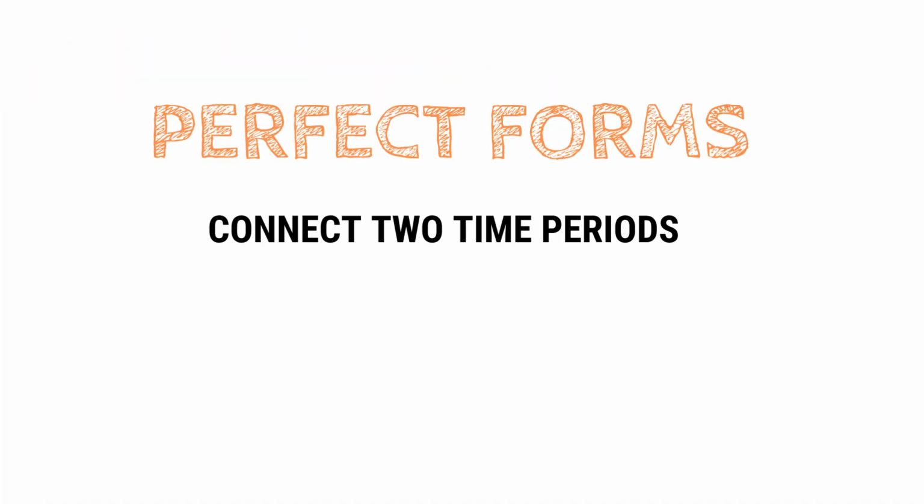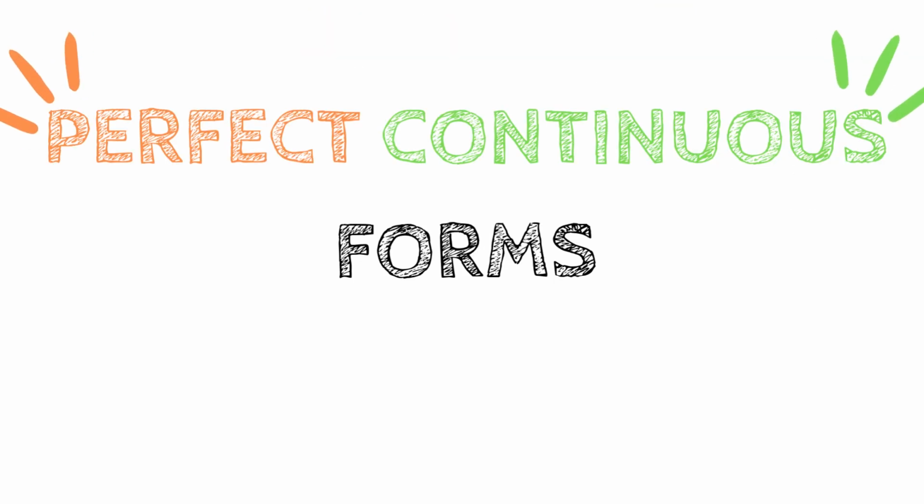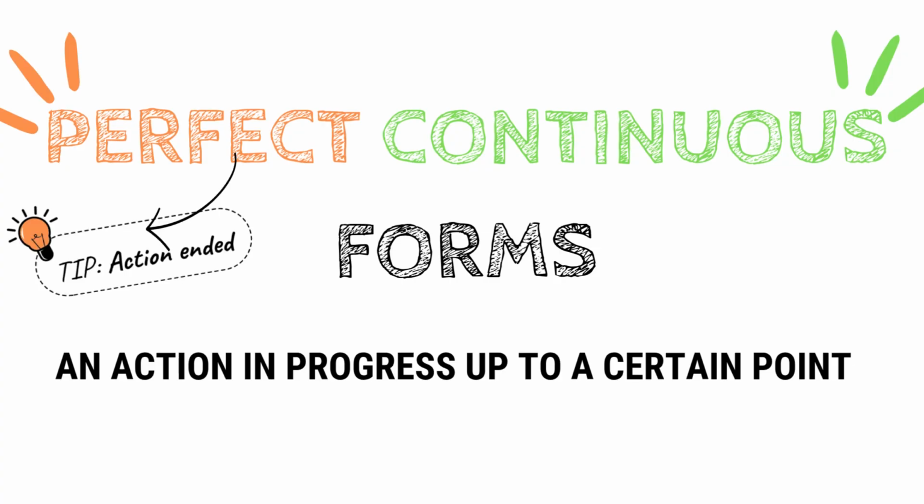Remember, the perfect aspect connects two time periods and focuses on the result or consequences of an action at the time of reference. Now let's look at the perfect continuous forms. The perfect continuous is used to express actions in progress over a period of time, but it is also tied to a specific time point, past, present, or future. In other words, it tells us how long something was happening up to a certain moment.